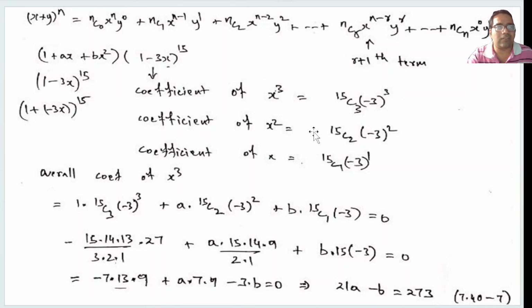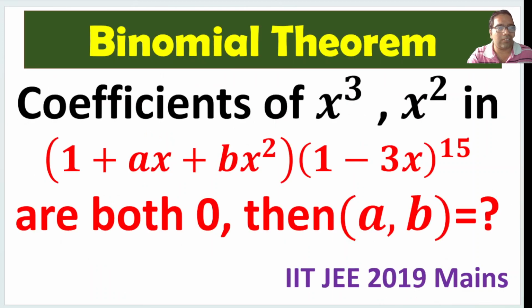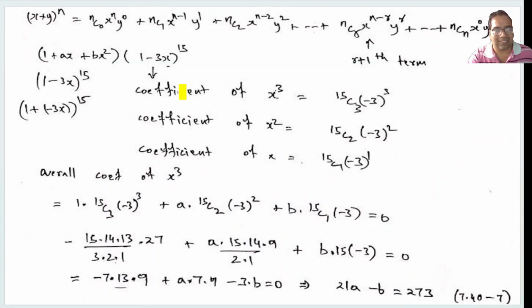Right. Similarly, what is the coefficient of x square in this part, (1 minus 3x) whole power 15? It is 15C2 and again (minus 3) whole power 2. Similarly, the coefficient of x is 15C1 into (minus 3) whole power 1. Right. These are the coefficients of x cube, x square, and x in this expansion. We don't need anything beyond x cube, because the question itself concerns the coefficients of x cube and x square. We don't need to worry about x power 4, x power 10, all these things. Right. Now, what is the overall coefficient? These are the coefficients in this expansion.